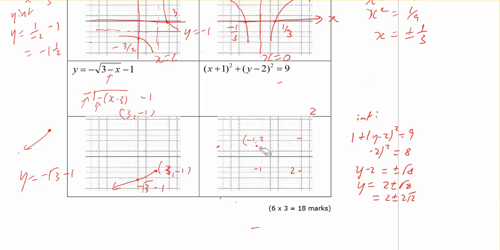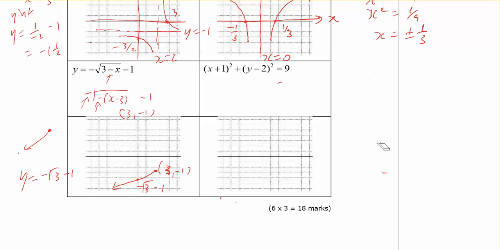For the last question, it's a circle. So we need to do the calculations. So first things first, I know that it has a center of negative 1, 2, and a radius of 9. Radius of 3, sorry. Square root of 9. So it's 3. And I'm going to draw the graph.